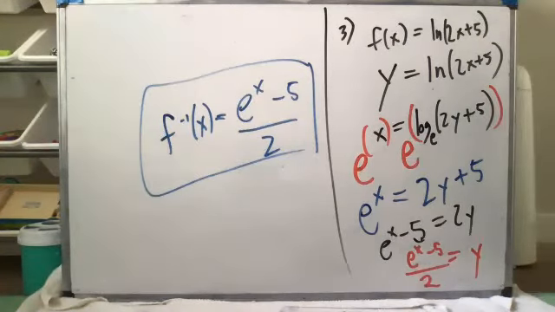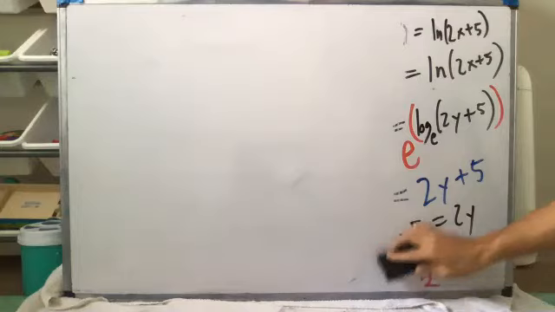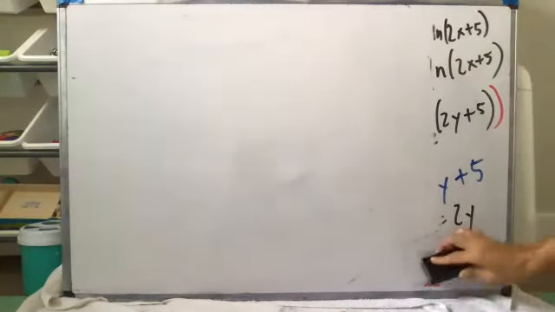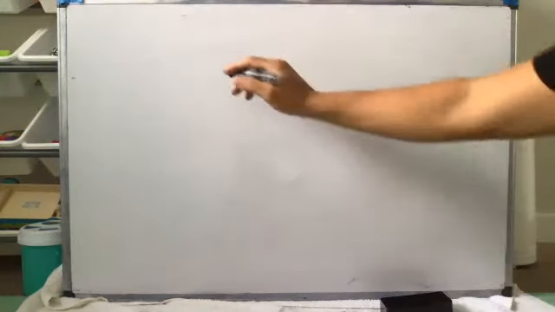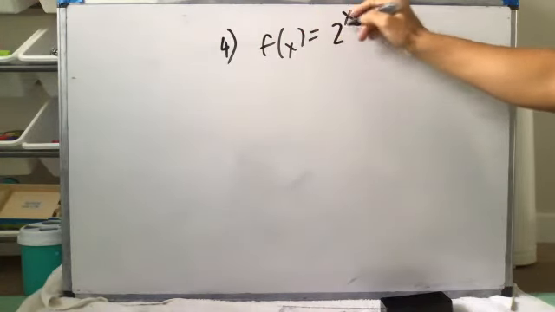Okay, see if you guys can figure out numbers 4 and 5. Same concept. I think 4 is actually the easier one. f of x is equal to 2 to the x minus 4.